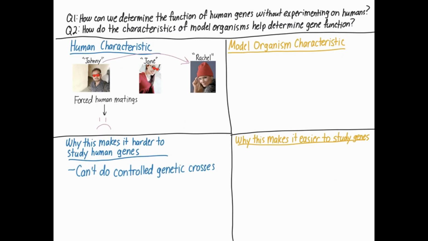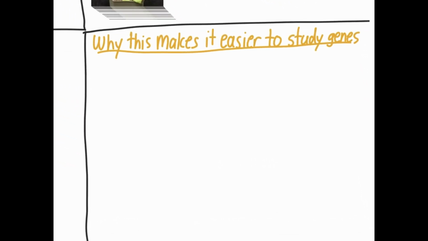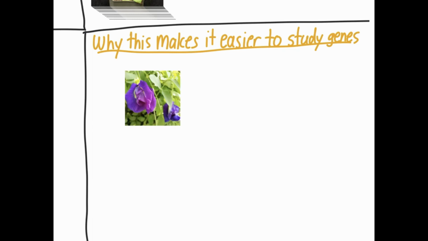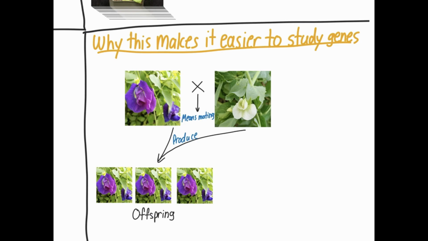Anyway, that means that we can't do controlled genetic crosses in humans. Fortunately, most model organisms don't mind if we force them to mate with certain individuals. Well, okay, if they do mind, we're sort of willing to do it anyway in the name of science. So we can do controlled crosses in model organisms and mate a chosen individual with another chosen individual and analyze the offspring to determine, for example, which phenotype is dominant, much like Mendel did.